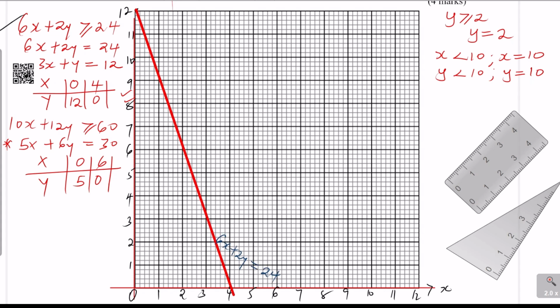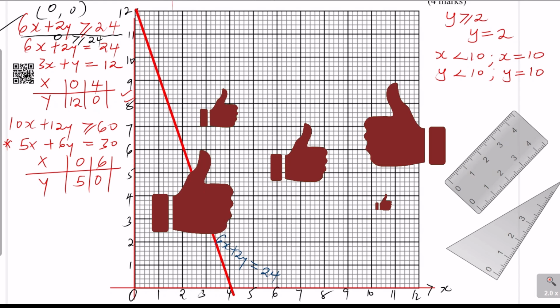Now, let us decide on the side that you're going to shade. And this is what you do. I will pick a point on either side of this line. Let me pick a point like 0, 0 on the lower side of that line. Substitute 0, 0 in this inequality: 6 times 0 plus 2 times 0 gives 0. Is 0 greater than or equal to 24? It is not true.